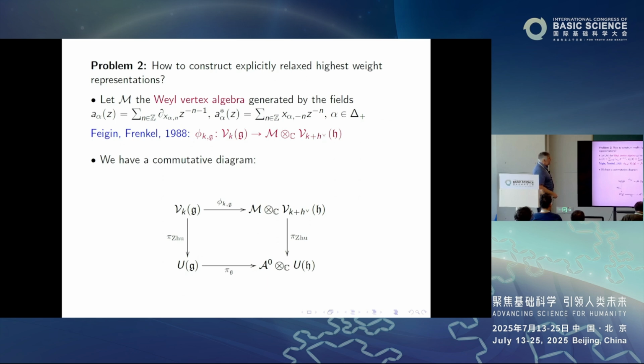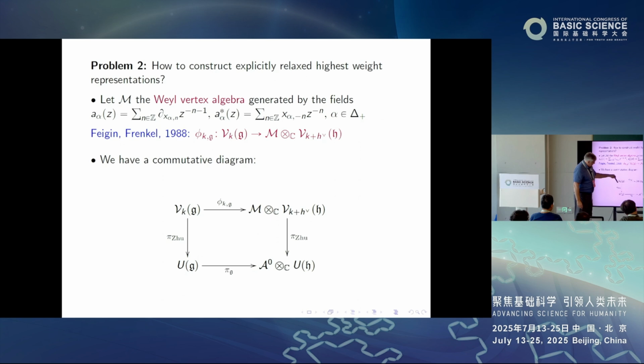So let's start with the Weil vertex algebra. For every positive root alpha, we have a beta gamma system. Then there is a Feigin-Frenkel homomorphism from the VK vertex algebra to the tensor product of the Weil vertex algebra and the Heisenberg vertex algebra. Okay, and then there is a commutative diagram. So here this is the Feigin-Frenkel.